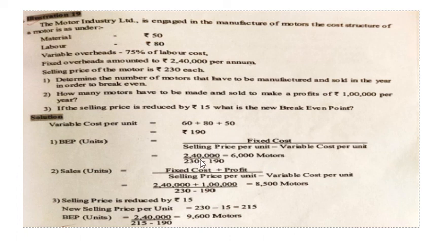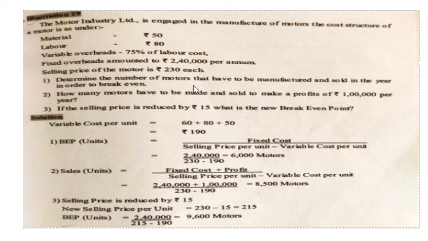So 2,40,000 divided by 230 minus 190, which is 40. So 2,40,000 divided by 40 will give you 6,000 motors. So the break-even point is 6,000 motors. So you have calculated the break-even point. If you manufacture more than 6,000 motors, there is a chance for the manufacturer to get profit.